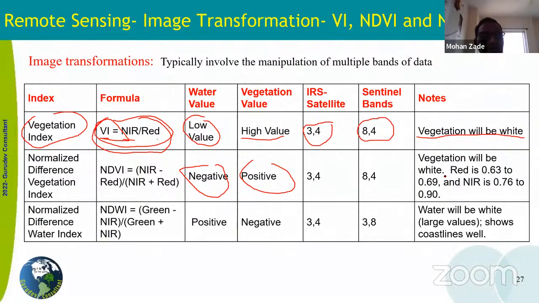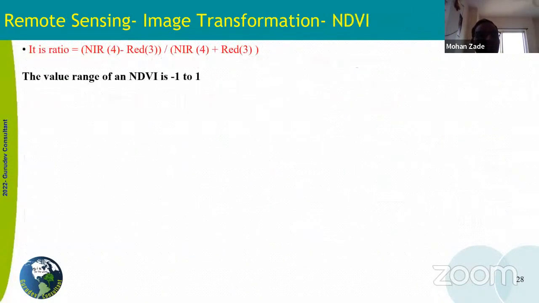Then third is the normalized difference water index. With the spectral characteristic curves, we saw that the green appears to be more reflective compared to other bands for water. So the normalized difference water index uses the green band and NIR to distinguish the water objects. So water appears to be positive in this normalized difference water index and negative for vegetation. So it is bands 3 and 4, and 3 and 8. Likewise, these different transformations can be used to characterize the various features.